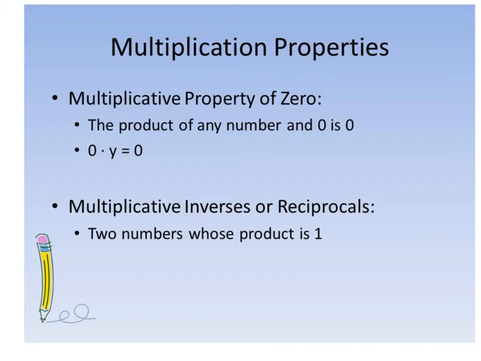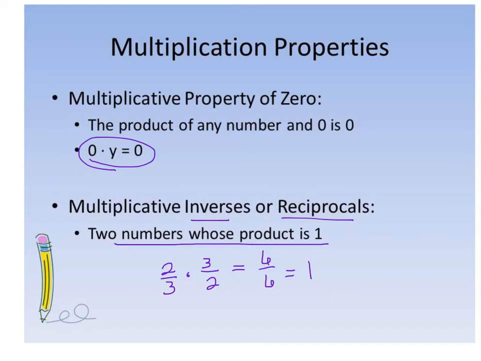A few more multiplicative properties. Multiplicative property of 0: what happens if you multiply anything by 0? You get 0. And probably a little more importantly is what happens if you multiply by the inverse or the reciprocal. So if I start out with 2/3, if I multiply by the reciprocal, which is 3/2, remember you flip it to have a reciprocal. If I multiply straight across, I get 6/6, which is 1. So it's two numbers whose product is 1.